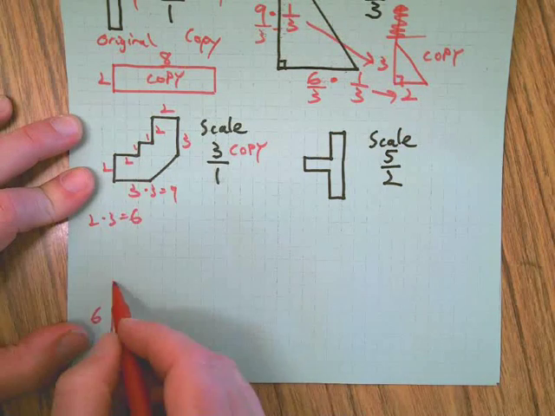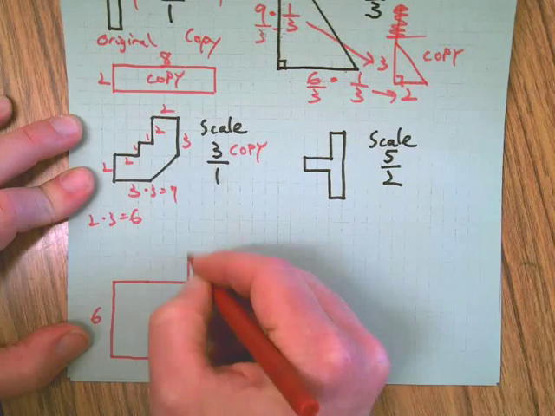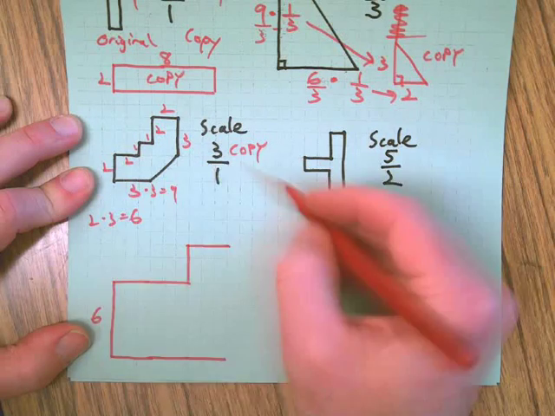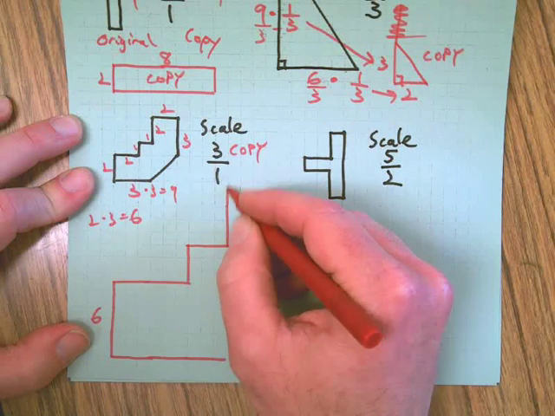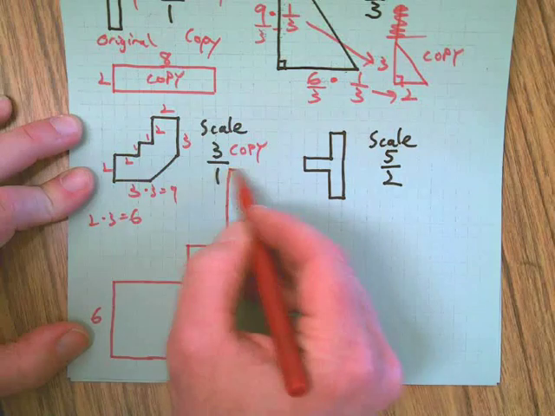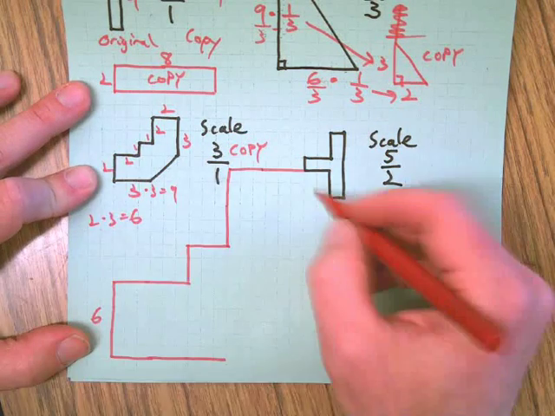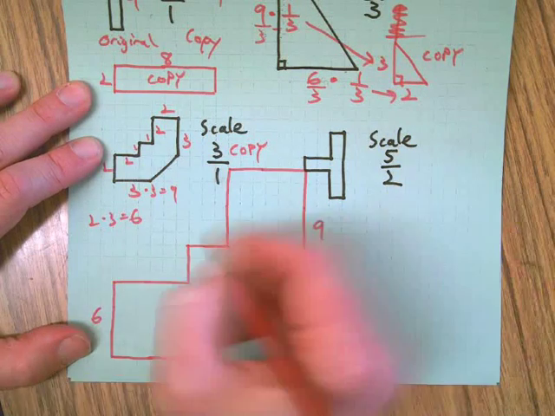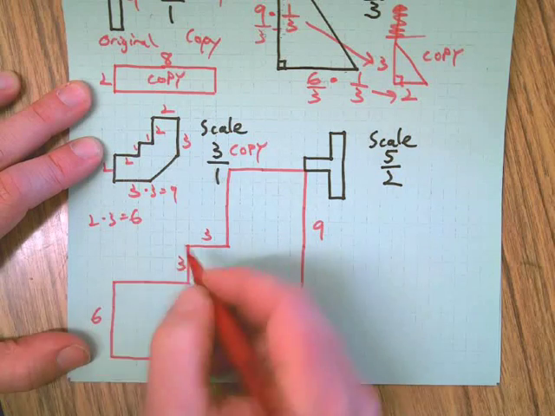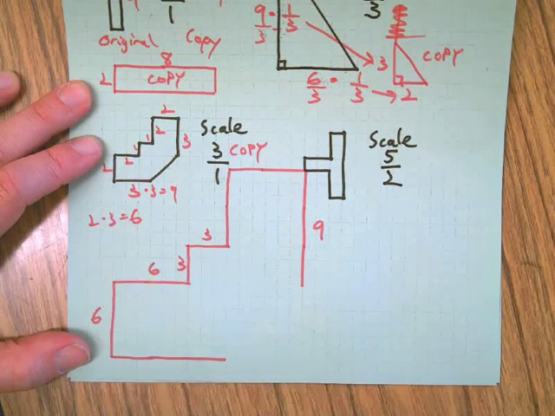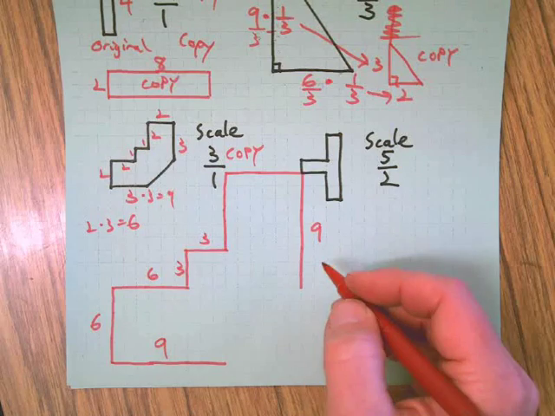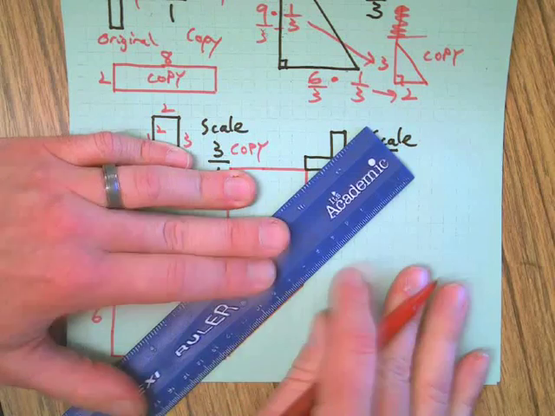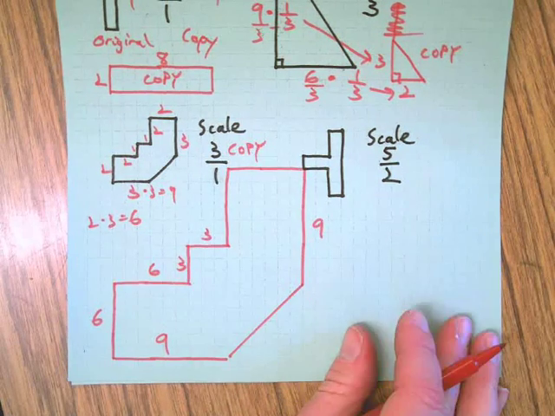2 times 3 is 6. 1 times 3 is 3. Hopefully this all fits. This 2 becomes a 6. 1, 2, 3, 4, 5, 6. This becomes a 6. Oh, barely enough room. 3 becomes a 9. 3, 6, 9. These are all 3, 3. Nice thing about the enlargement is it's so much easier to label. And then for that last connecting part, we're not going to measure it, we're just going to connect the dots. There we go. Nice, that's huge.